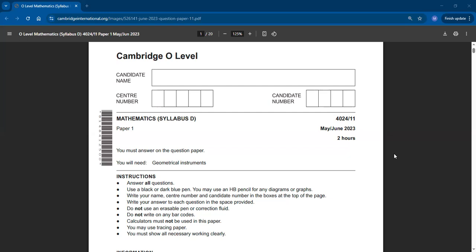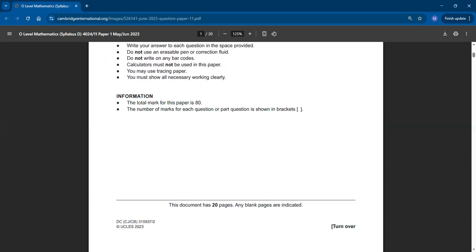So we'll be solving this mathematics syllabus D 4024 paper 1. This is from May June 2023. It's the syllabus D paper, and since it's paper 1, you won't be allowed to use a calculator. So I'll be telling you tips and tricks to work out questions without using a calculator for this one. This is the May-June 2023 paper. 2 hours are allotted for this paper. Let's take a look at it.